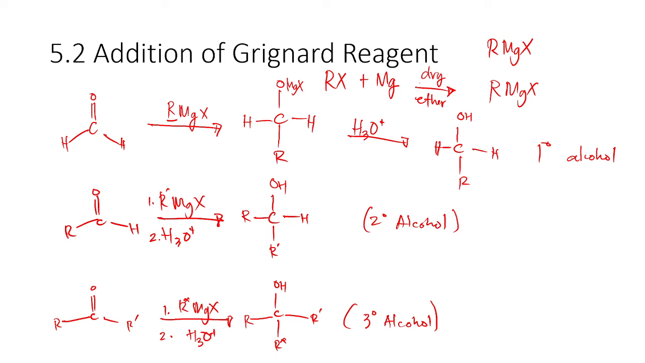Halimbawa, gusto mo lang gumawa ng primary alcohol, halimbawa gusto mong gumawa ng ethanol. Ang gagawin mo lang, magpe-prepare ka ng Grignard reagent na wherein yung R group mo ay methyl lang. Tapos gagamit ka ng formaldehyde para magkaroon ka ng ating ethyl alcohol. Pakita ko lang kung paano nangyayari yun.